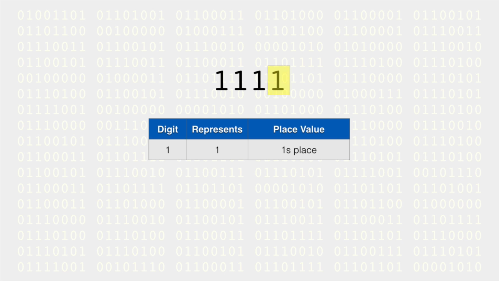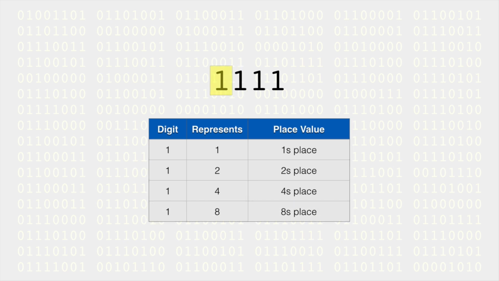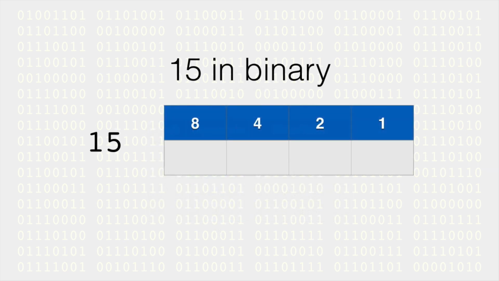The first digit represents the 1 in the 1's place, and then we have the 2 in the 2's place, the 4 in the 4's place, and the 8 in the 8's place. We add those all up, the 1, the 2, the 4, and the 8, and we get 15. 1111 in binary equals 15 in decimal.